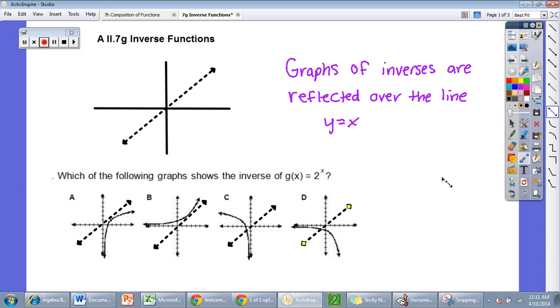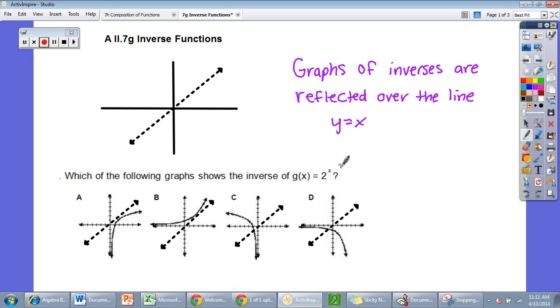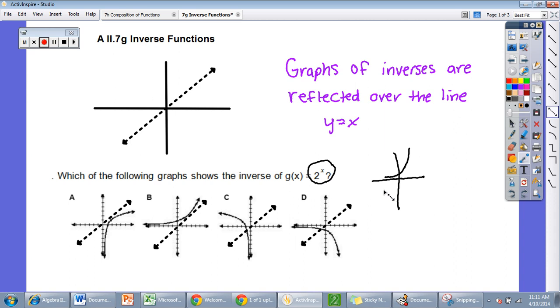And then I also want to think about what the original graph looks like. If I just quickly sketch that over here, I know my exponential function, my original parent graph, looks kind of like that, if that's a rough sketch. So I know that if I reflected that across the line y equals x, it would be flipped over down across that line. So which of these looks like it's been reflected down across that line?